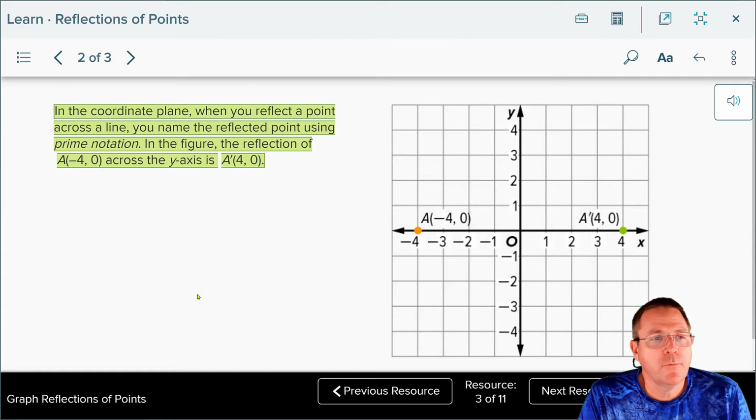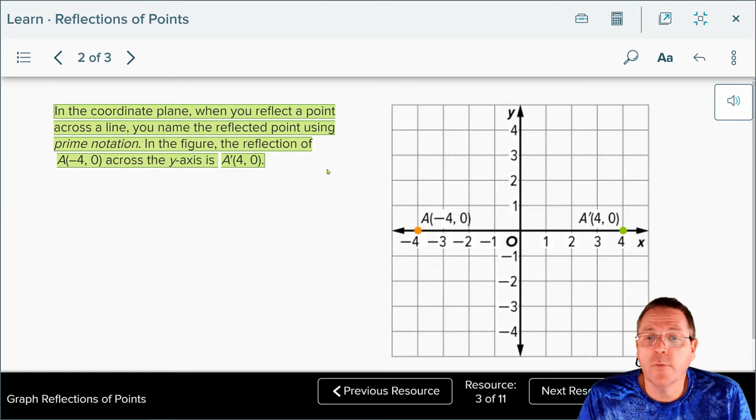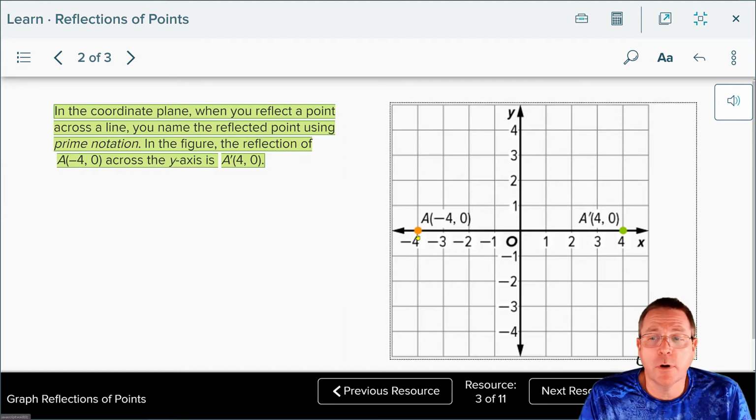In the figure, the reflection of point A, (-4, 0), across the y-axis became A prime. You've got to look close to see it, but if you look right there above the A, you see that little tick mark? That little tick mark tells you that it is a prime. So A is going to be your original number, and A prime is going to be your mirrored or reflected location. That's going to be your new value.